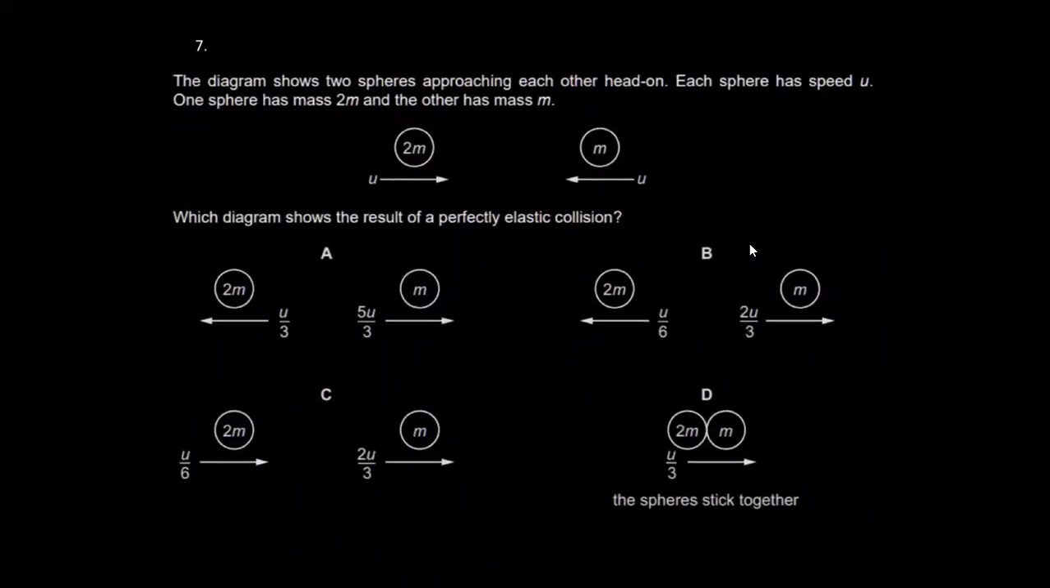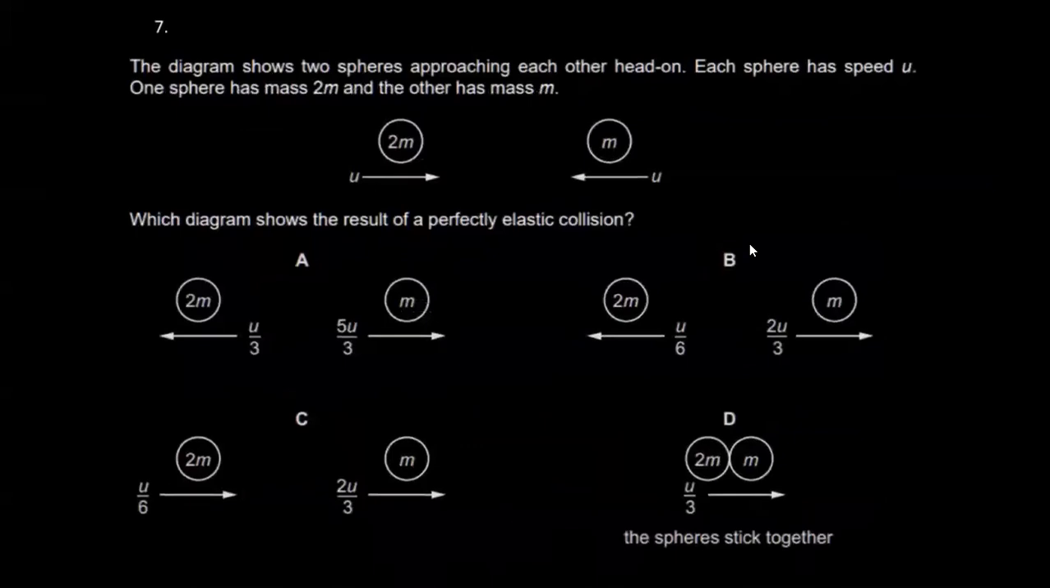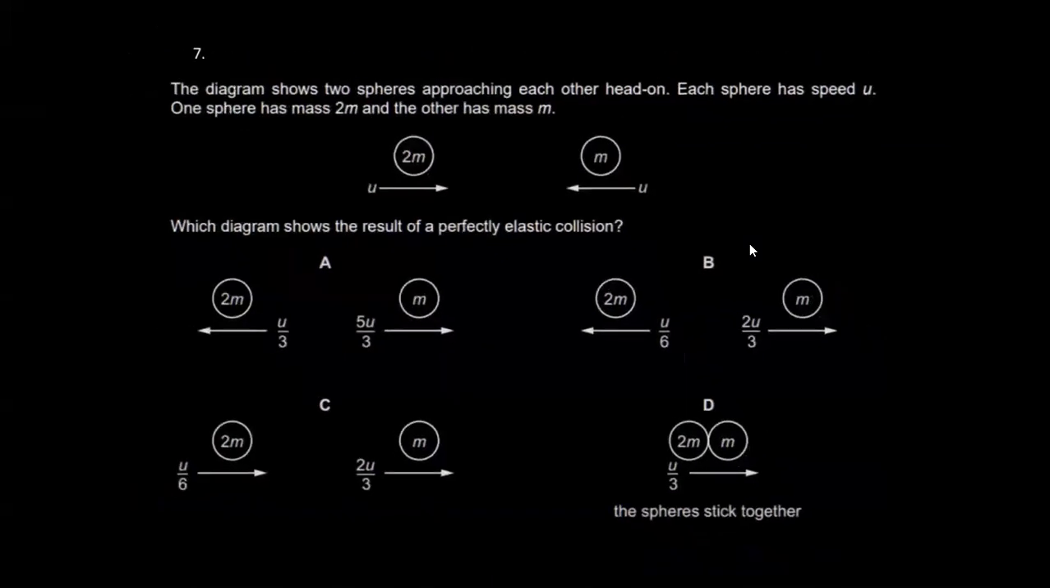7. Which diagram shows the result of a perfectly elastic collision? Speed of approach should be equal to speed of separation. So speed of approach here is 2u. So the speed of separation should also be 2u. I believe A is your answer, right?